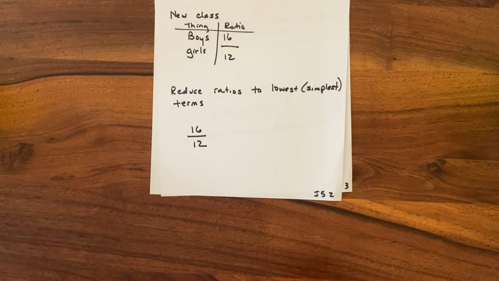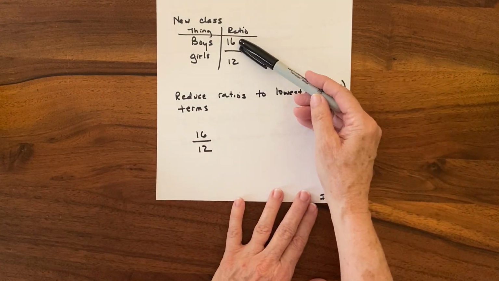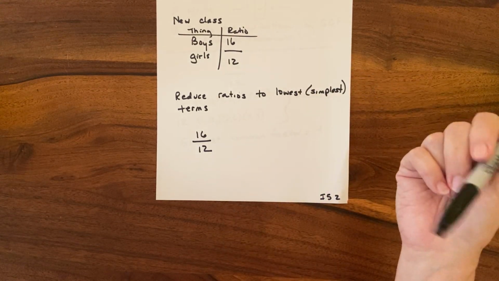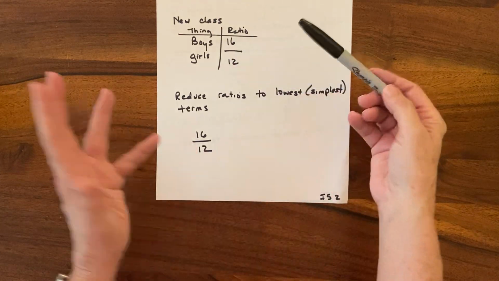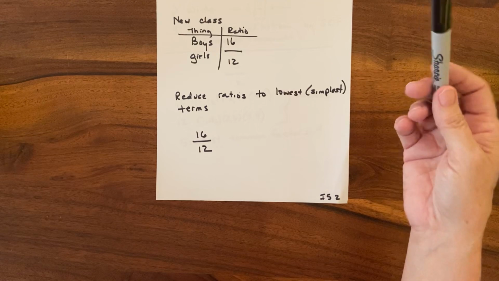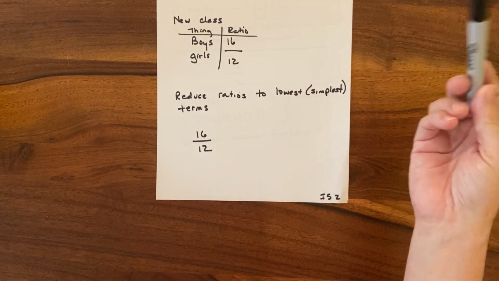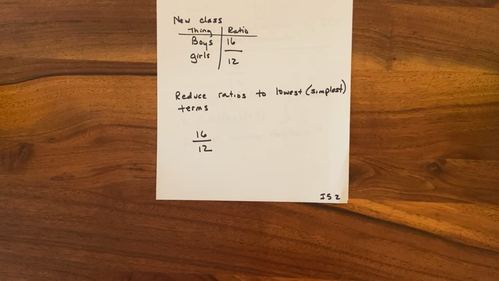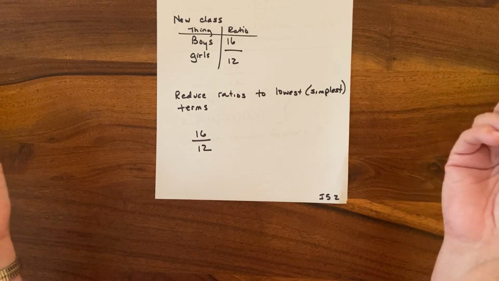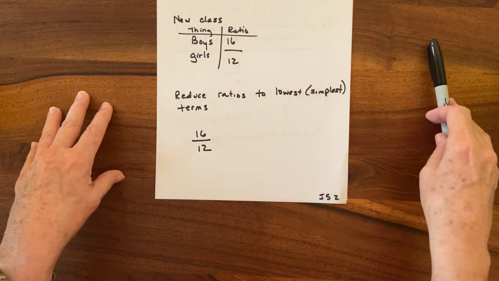Tip number 2, ratios are not written as mixed numbers. So if I have 16 over 12, that could be written, if it was just a fraction, as 1 4/12, right? But for a ratio, it's okay that I have an improper fraction. You don't reduce it to a mixed number, okay? So this is a new class. Now I have 16 boys and 12 girls. I don't know why they did that. They made it confusing. So think of it as a new class.